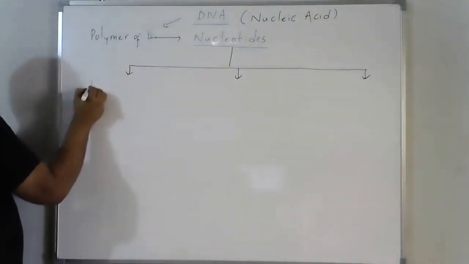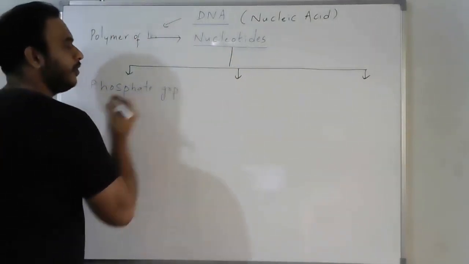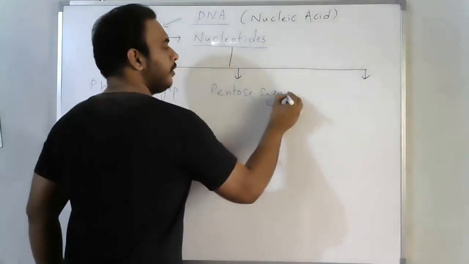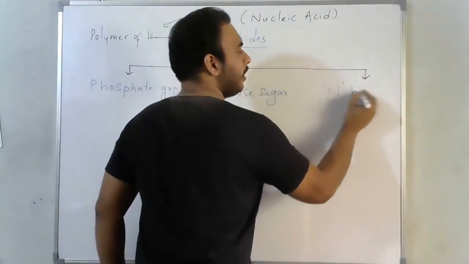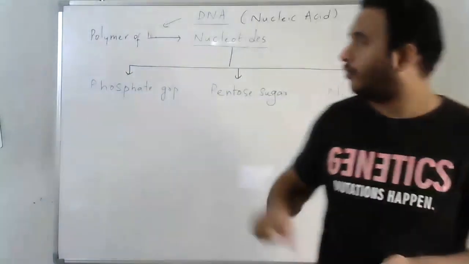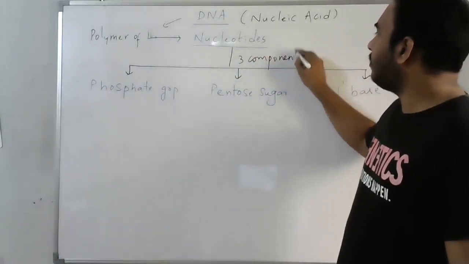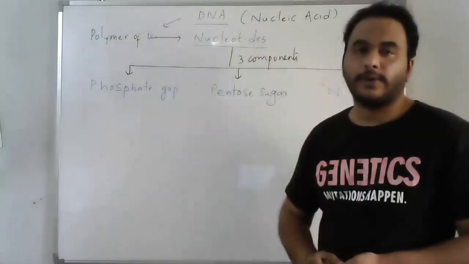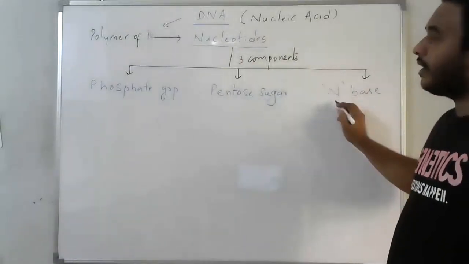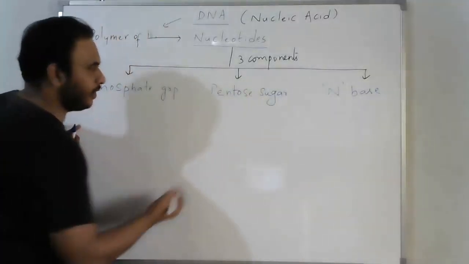The first one is the phosphate group, the second one is the pentose sugar, and the third one is the nitrogen base. So totally three components will form the nucleotide. First the phosphate group, next the pentose sugar, next the nitrogen base. How they are present, I'll explain now. First, the pentose sugar.